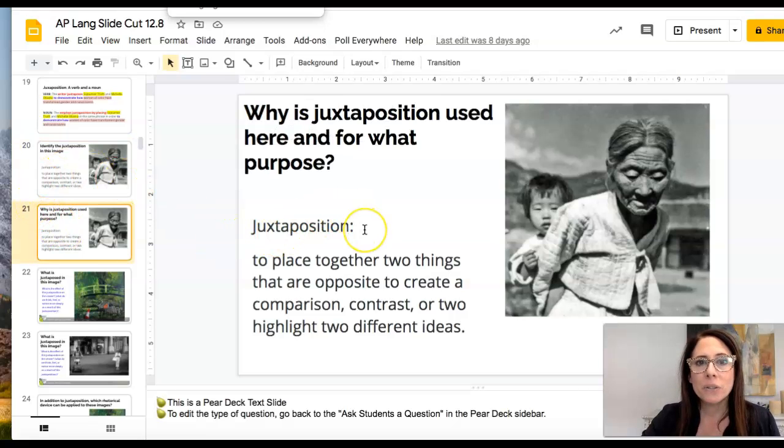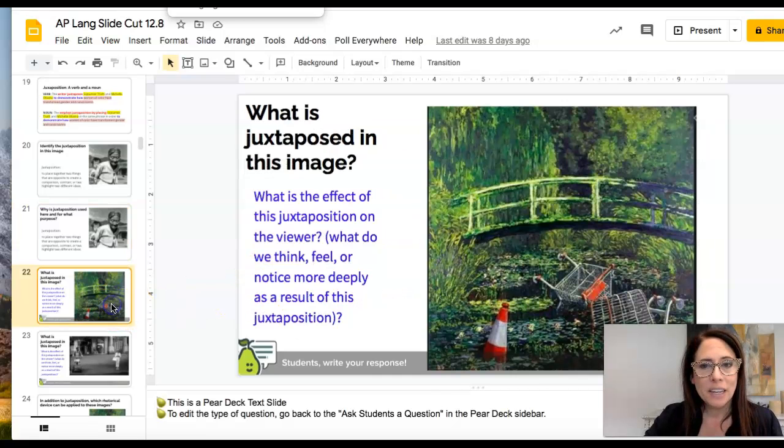So again, it's always thinking about the purpose. When you write your essay, you start out by identifying the rhetorical device, you connect it to the meaning, right? And now we have to say, well, what is the purpose of using it here in this essay, in this speech? What is the writer trying to tell us differently with this rhetorical device? It's also used to highlight two different ideas. And so we're looking at things that are juxtaposed.